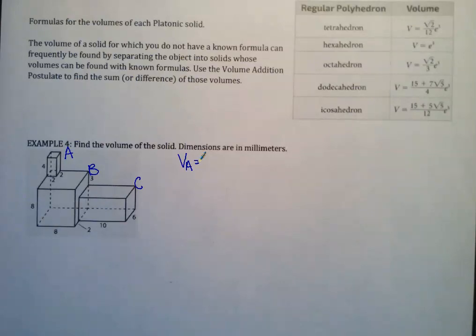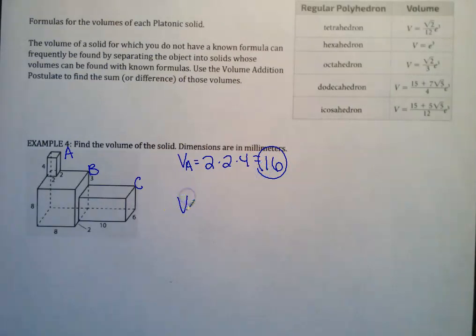Anyway, how do we find the volume of this rectangular prism? Base times height times width, or length, width, and height. What are the length, width, and height of A? 2, 2, 4. So we've got 2 times 2 times 4, so 16. All right, so 16 it is for the volume of A.